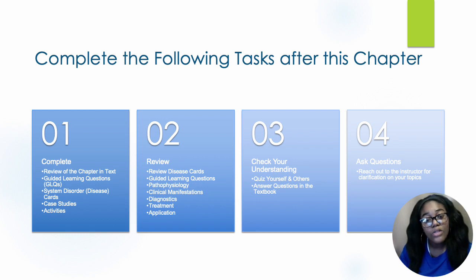So that concludes our chapter. Make sure you review the textbook. Make sure you read up on the concepts that you did not understand. Make sure you complete your guided learning questions and system disorder cards. Review your case studies and activities. Make sure that you look at the pathophysiology, clinical manifestations, diagnostics, treatments, and applications for the clinical models that we have discussed. And make sure you check your understanding. You can quiz yourself and quiz others, and try to answer those questions in the back of the textbook.